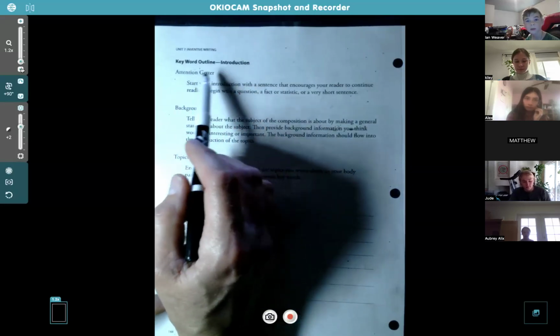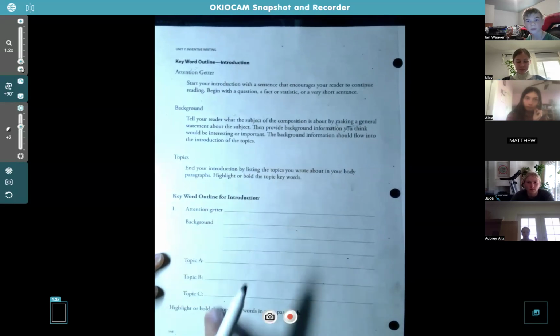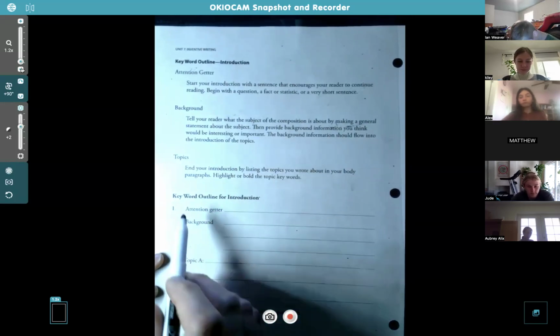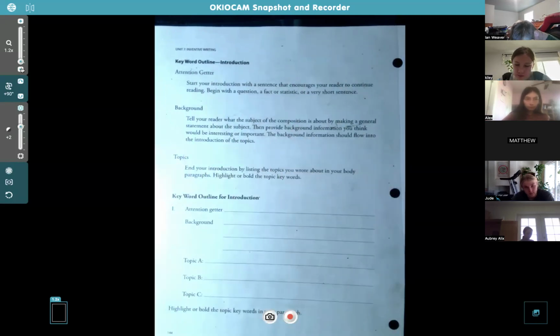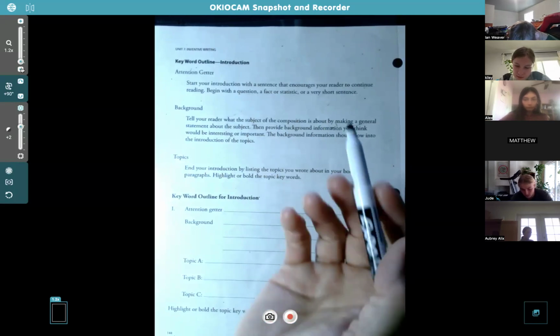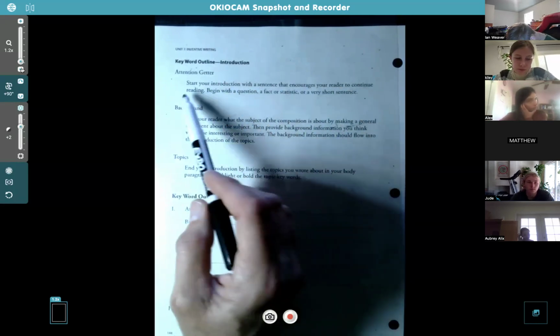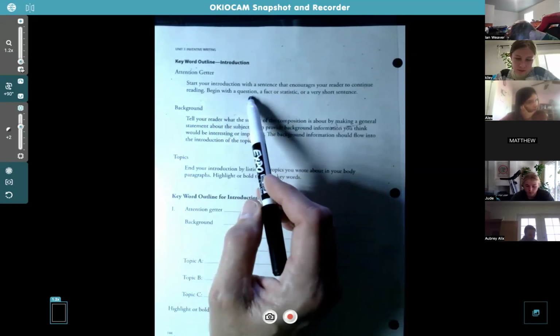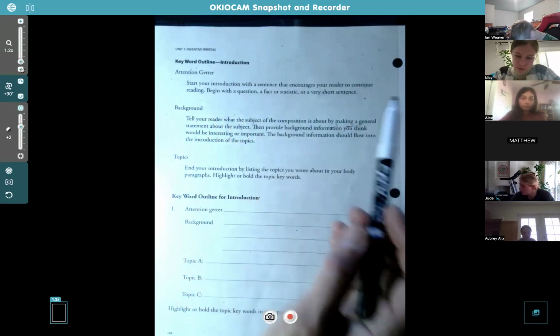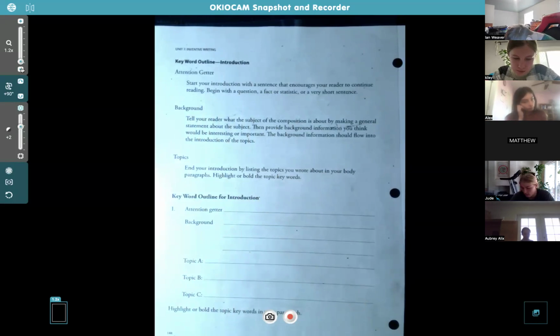Oh, that's okay. This is the introduction, the first part, and here's your format down here, which we're going to work on together. The first sentence, you need to have an attention getter. This is the very first sentence, the very first paragraph of your paper on the person you wrote about. Start your introduction with a sentence that encourages your reader to continue reading. Begin with a question, a fact, or statistic, or a very short sentence. And we're going to talk about those openers in a minute, but your very first sentence could be a short one, a VSS.